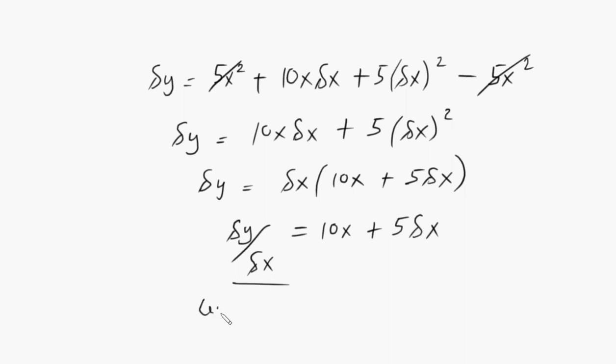Sasa limiting value ya hii, okay, as delta x approaches 0. So delta x ikiwa inakaribiana na 0, let's say 0.000000 ngapi, nikizidisha kwa 5 maana nitapata tu 0.000000 kitu. Nikijumlisha na 10x, this value of 0 is very negligible. Yani itakuwa haina mchango sana nikijumlisha na 10x. So the value is just 10x. So this 10x now, sindo hii. This now is dy dx.